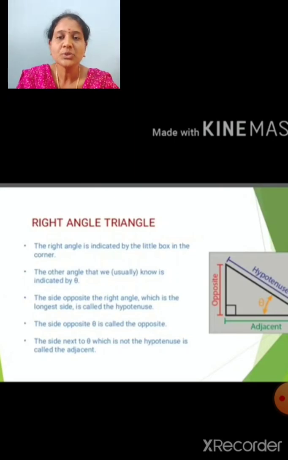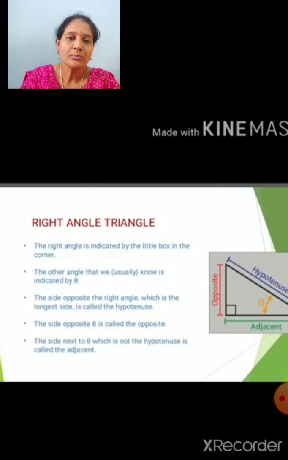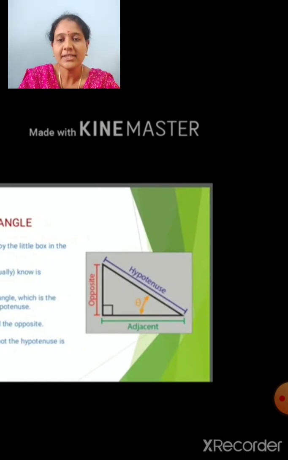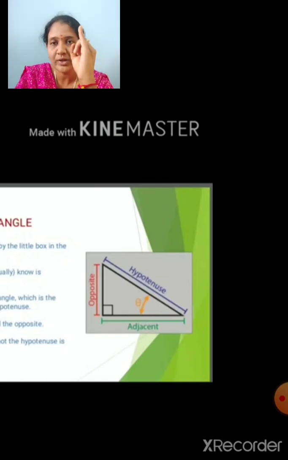The side opposite to theta is called the opposite side. The side next to theta, which is not the hypotenuse, is called the adjacent. Observe, children, in the figure the little box shows the right angle, isn't it? Then the side opposite to the right angle is called the hypotenuse, and there is another angle theta. The side opposite to theta is called the opposite side, and the side adjacent to theta, which is not the hypotenuse, is called the adjacent side. You have already identified the hypotenuse and the opposite side, so you can easily identify the remaining side as the adjacent side.